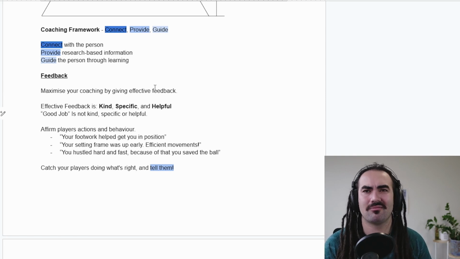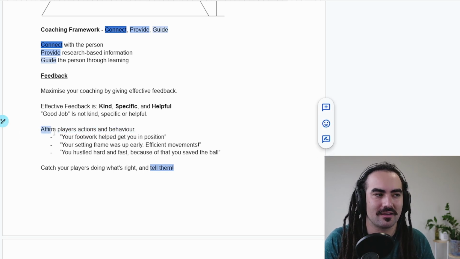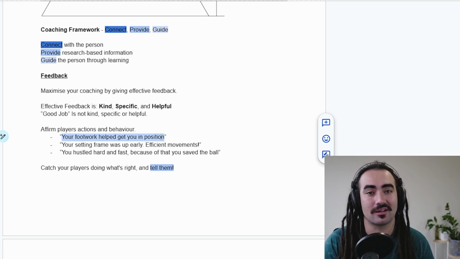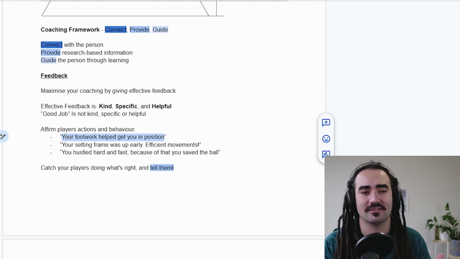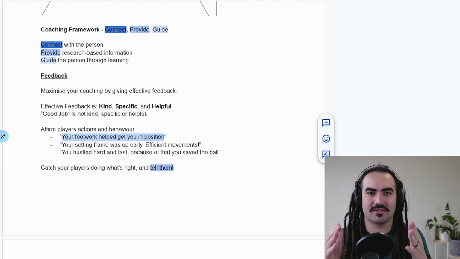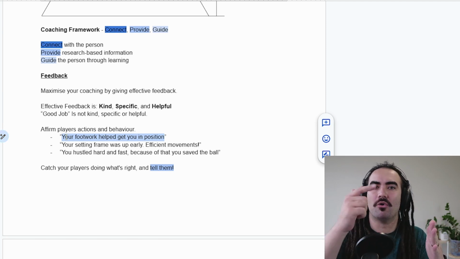Yeah, good kick. What was good about the kick? The contact point, the walk into it, the run up, what was good about it? Tell them that, yeah? Affirm players' actions and behaviors. Look at this. Your footwork helped you get in position. Okay, your footwork was good. We could end with that, but no, it helped you get in position. So we tell them what was good and we tell them why it was good as well. We affirm their behaviors. That's all we need to do. That's what coaching is. Affirmations. Yeah, if we focus on the positive, they're going to get better at the positive. If we focus on the negative, they're going to get better at avoiding the negative.